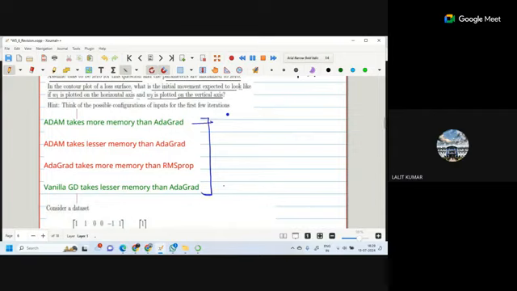See, in Adam we have got beta 1 and beta 2. One is for momentum and another is for taking the gradient square. So you are keeping this memory also, betas also you are updating. Whereas in Adagrad there is no beta, but you are carrying this memory, W1, W2 square, all that, the VT. Adagrad takes more memory than RMS prop? No, in RMS prop there is a beta, so RMS prop will require more memory than Adagrad.